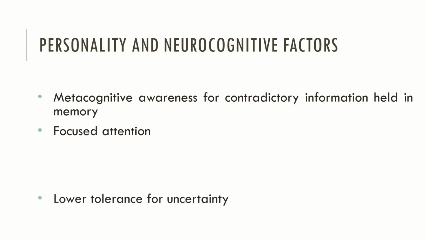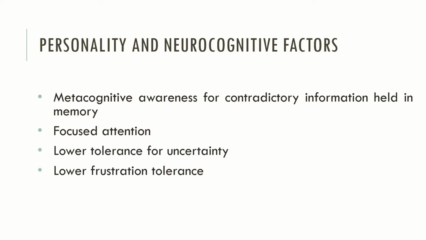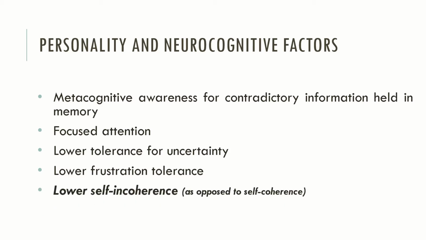Lower tolerance for uncertainty. Lower frustration tolerance. Or even lower self-incoherence as opposed to self-coherence. We have a dialectical pole of psychological need, which is self-coherence and self-incoherence. And if individuals are able to experience these two oppositional beliefs without discomfort, this is linked to psychological health and mental health. I will talk about this phenomenon in the future because we can have seven polarities of psychological needs that are fundamental or essential for psychological health.